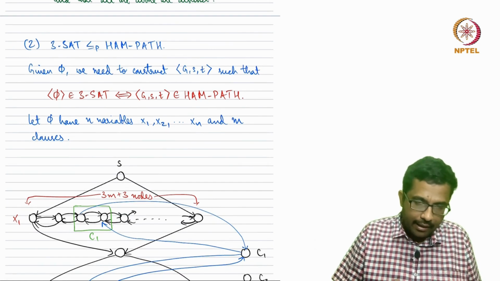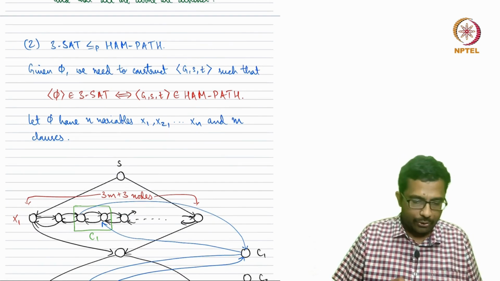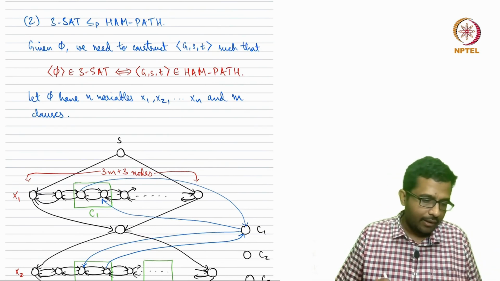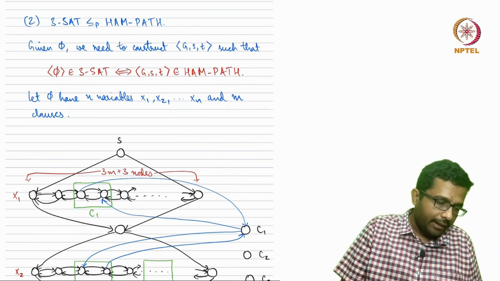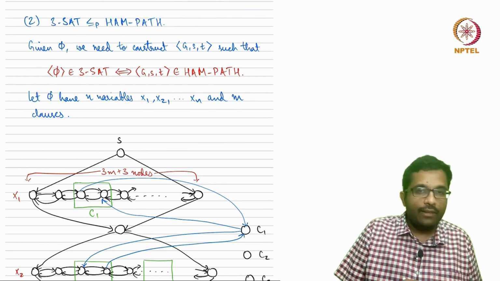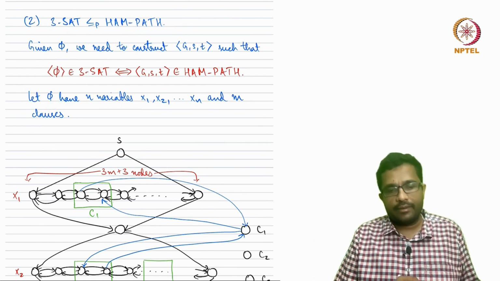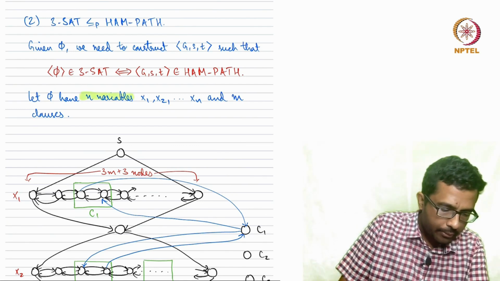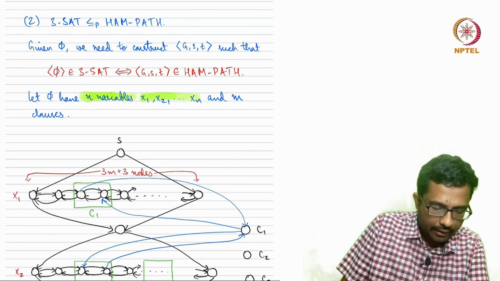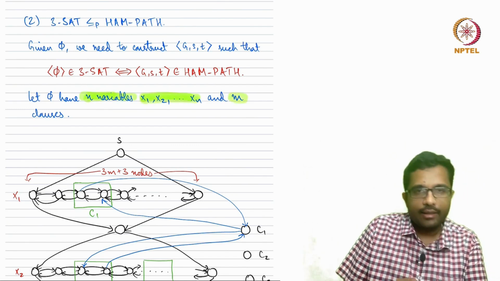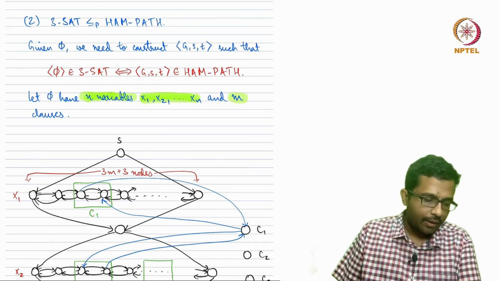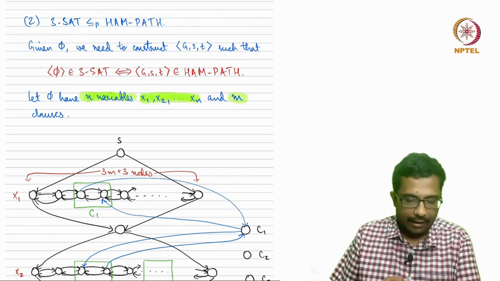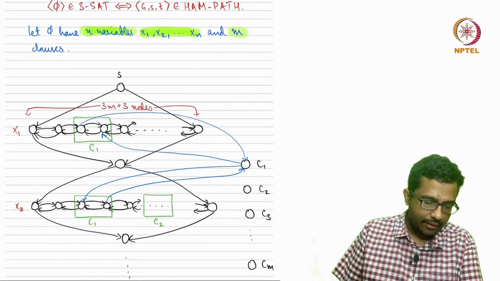So the construction is a bit more involved than the vertex cover. So I'll mostly be explaining through pictures rather than writing. So let phi be a formula that has n variables and m clauses, and let the n variables be x1, x2 up to xn, right? And m clauses, right? M for Mary. And now we are going to see how to build the Hamiltonian path instance.